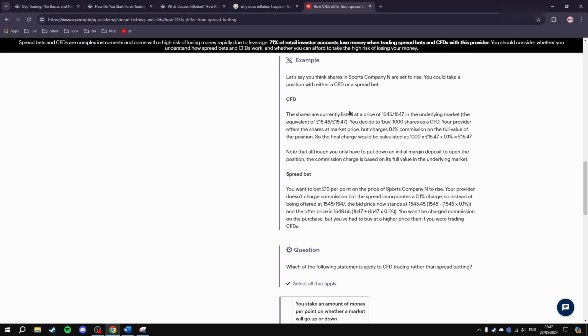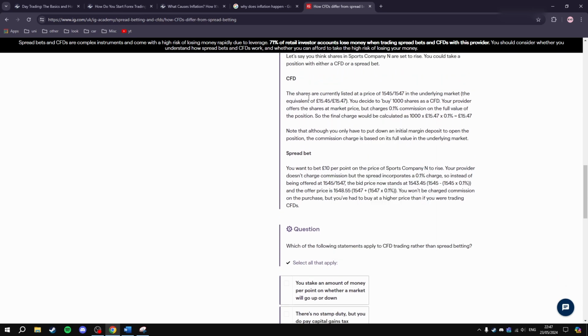Example, let's say you think shares in sports company N are set to rise. You could take a position of either CFD or spread bet. CFD: the shares are currently listed at a price of 1545, 1547 in the underlying markets, the equivalent of £15.45 and £15.47. You decide to buy 1,000 shares as a CFD. Your provider offers the shares at market price, but charges 0.1% commission on the full value of the position. So the final charge will be calculated as 1,000 times 15.47 times 0.1%, so £15.47. Note that although you only have to put down the initial margin deposit to open the position, the commission charge is based on its full value in the underlying market.